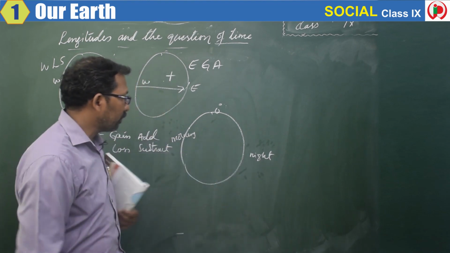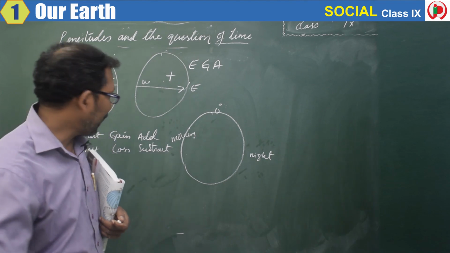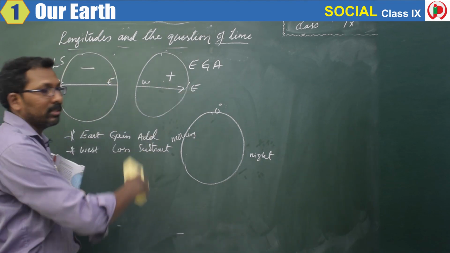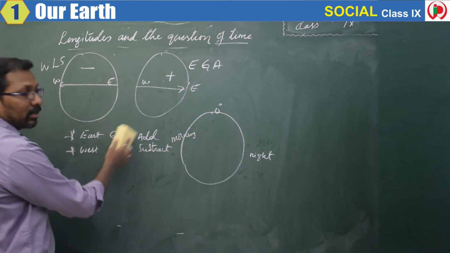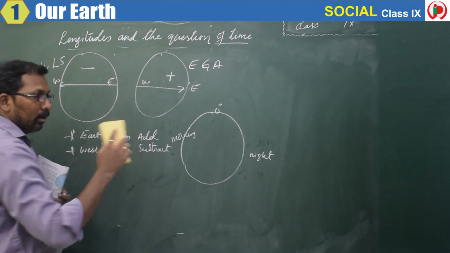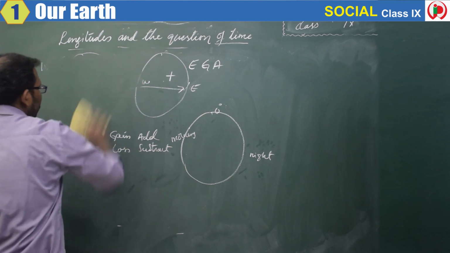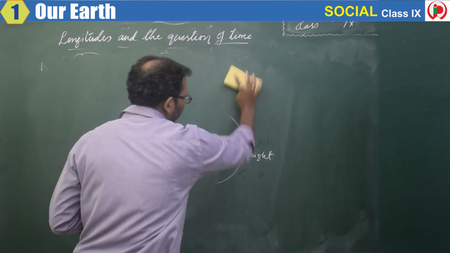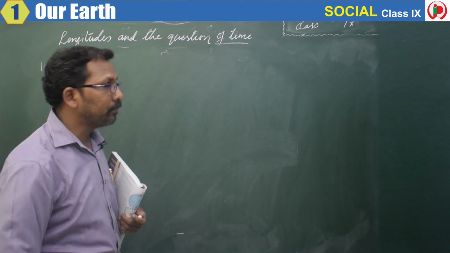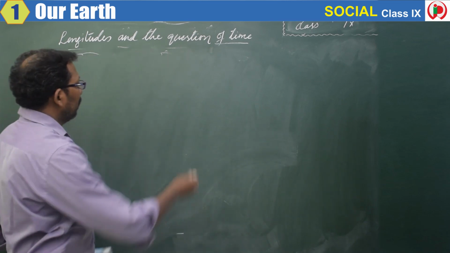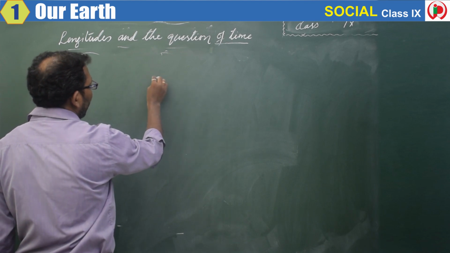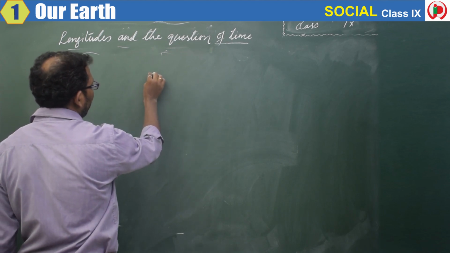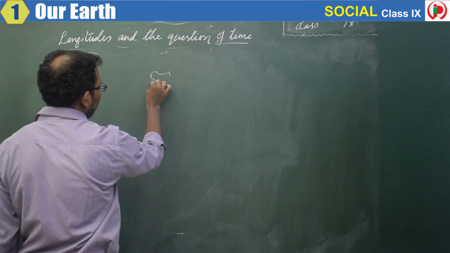For example, let us take India as an example. Hope you have understood this: east, gain, add; and west, loss, subtract. We will come to this also once we complete this topic. So here let us talk about India. Now observe that this is India. I am drawing India here.